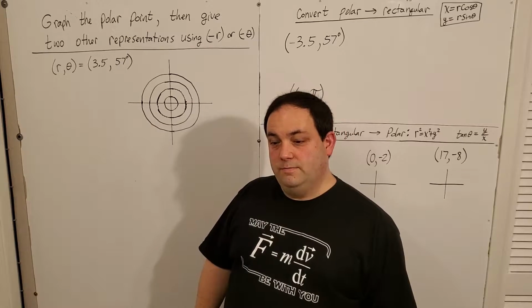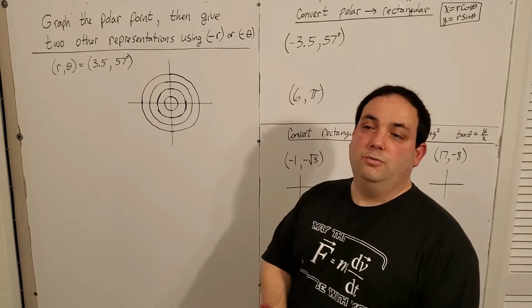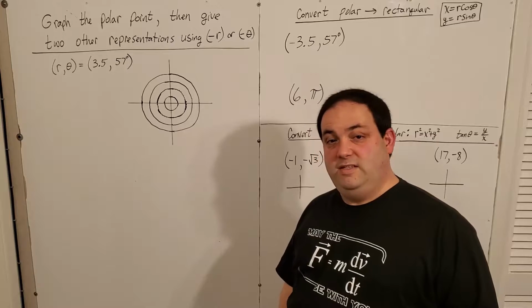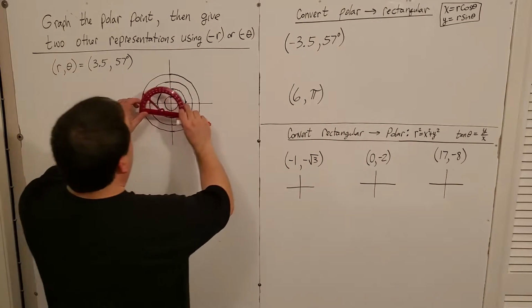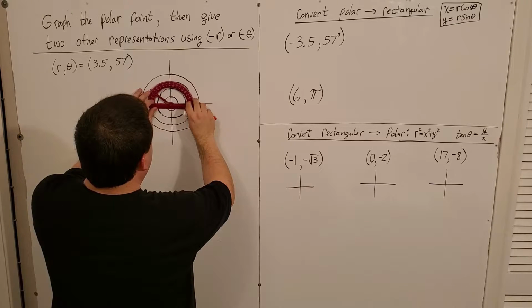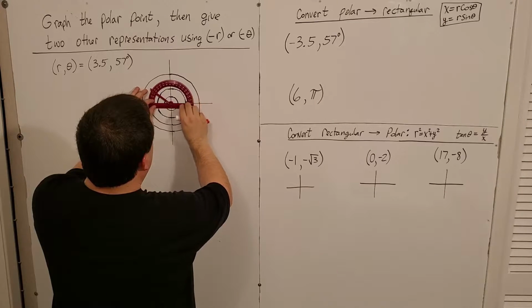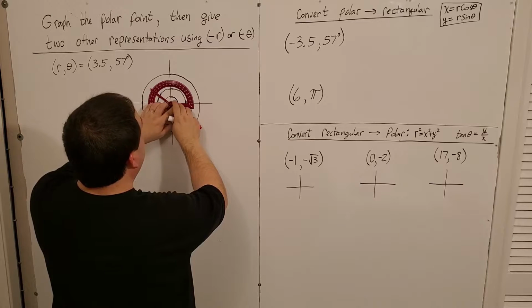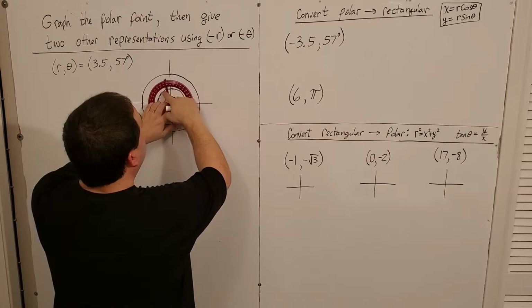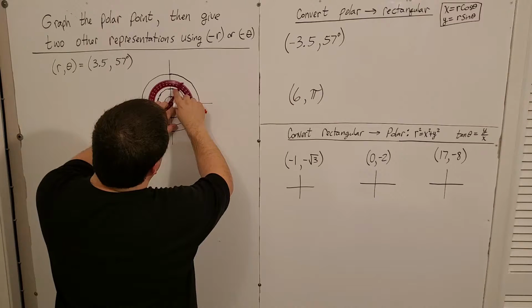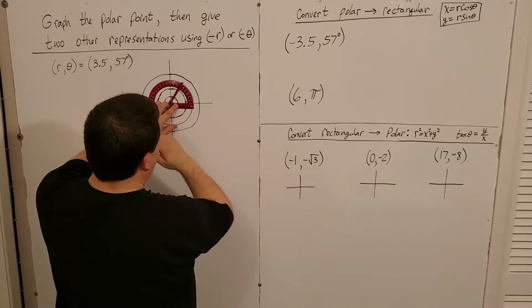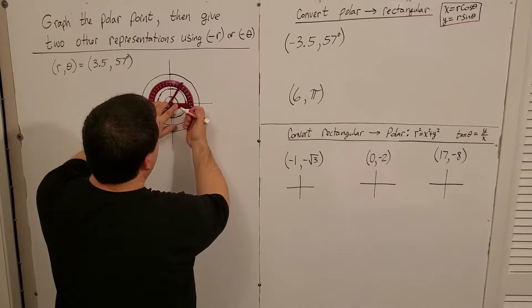Okay, so I've got this right here, and I'm going to graph this point, 3.5 comma 57 degrees. So first thing I'm going to do is I'm going to label 57 degrees, right? Okay, so I'll put my protractor centered right here, right? And we're going to find 57 degrees. Let's see, 55, 56, 57. All right.